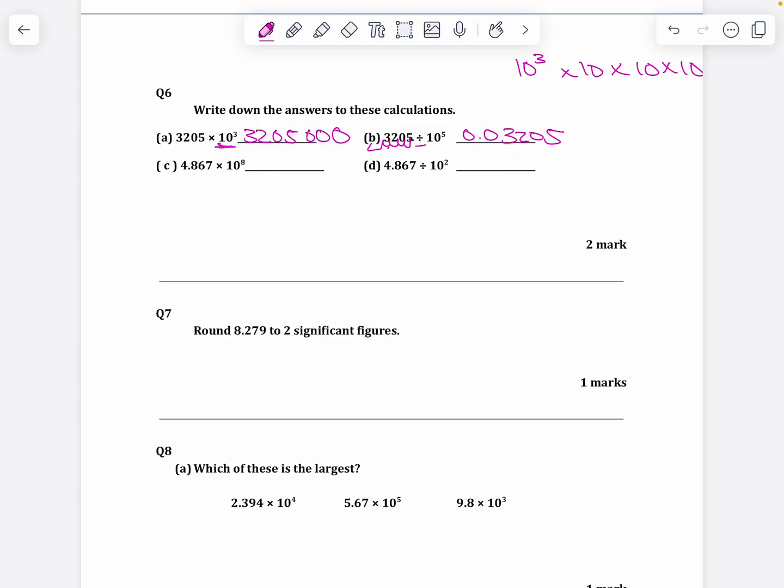C, we're timesing by 10 to the power of 8. So that's timesing by 10 8 times. And so we're going to move the decimal point this way 8 times. So it's going to be 1, 2, 3, and then 5 more times. And we'll put zeros in place for those 5 more times. So our answer here is 4, 8, 6, 7, and 1, 2, 3, 4, 5 zeros. So it is 48,670,000.